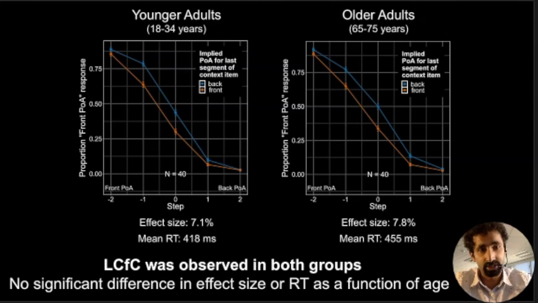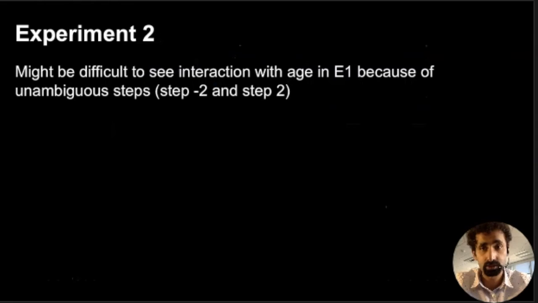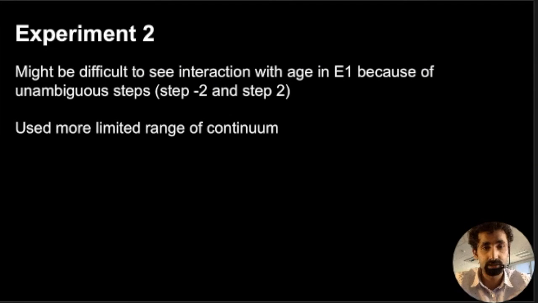But as we considered these data, we also wondered if our ability to observe an interaction might be limited because of the fact that we have relatively few observations in the ambiguous region of the continua, right? So we don't expect to see context effects at the most extreme steps, so here steps -2 and +2, and so we decided to also conduct a second experiment where we would look at a narrower range of steps for our target continua. So in our second experiment, which wasn't pre-registered, we're using a more limited range of the continuum.